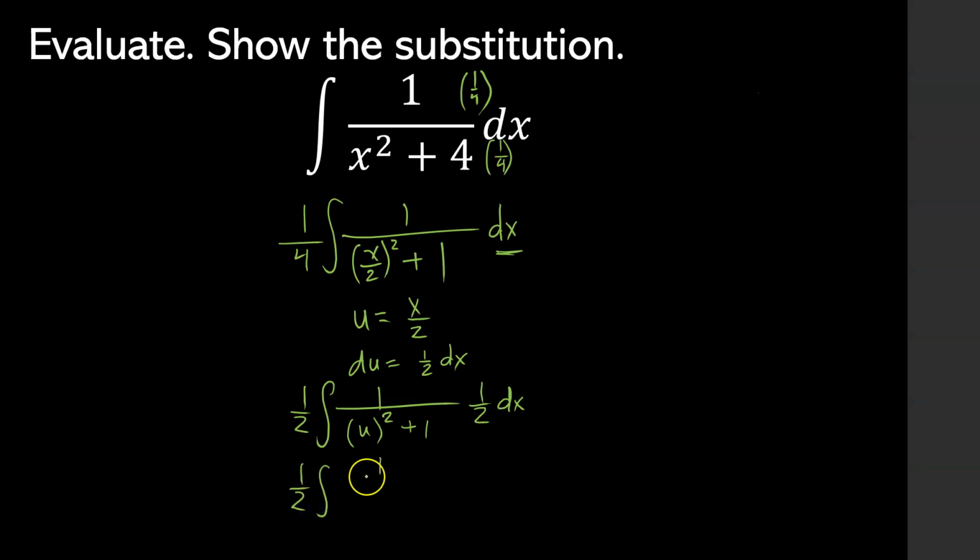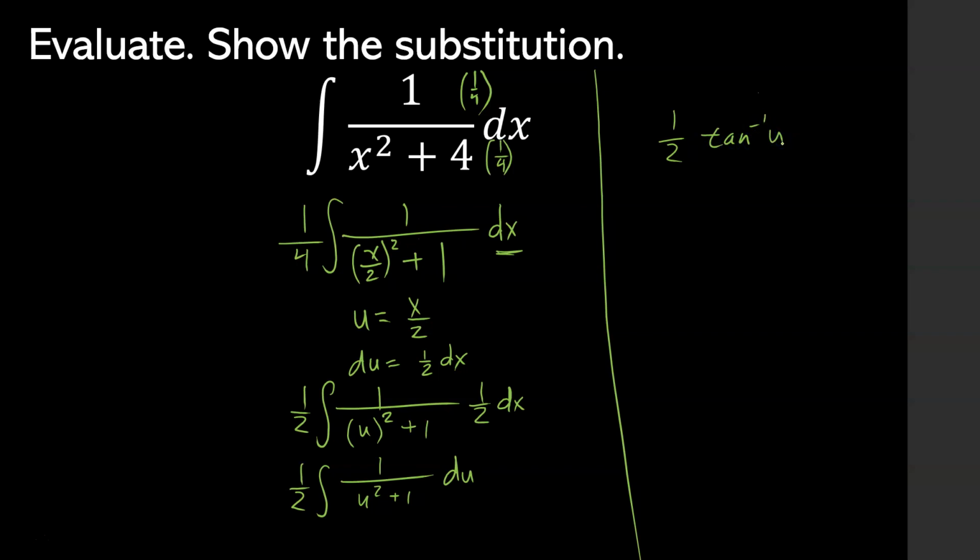1/2 the indefinite integral 1 over u squared plus 1 du. Let's start a new line of work. 1/2 the antiderivative of 1 over an input squared plus 1 is inverse tangent of that input. Don't forget your constant, and let's go ahead and resubstitute. Inverse tangent of x halves.